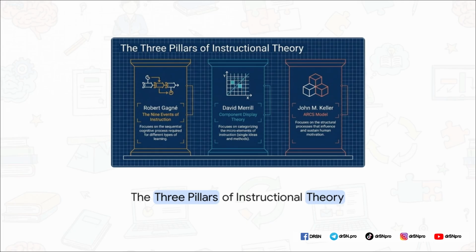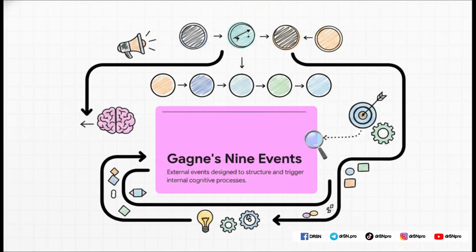Let's take a look at our first architect. Think of Robert Gagne as the pipeline of your lesson plan. Introduced back in 1965, his theory is famous for the 9 events of instruction. See, Gagne realized that different types of learning, whether it's memorizing a historical fact or learning a complex physical skill, require entirely different procedures. But the underlying strength of his theory is that it gives us a rigorous pipeline.